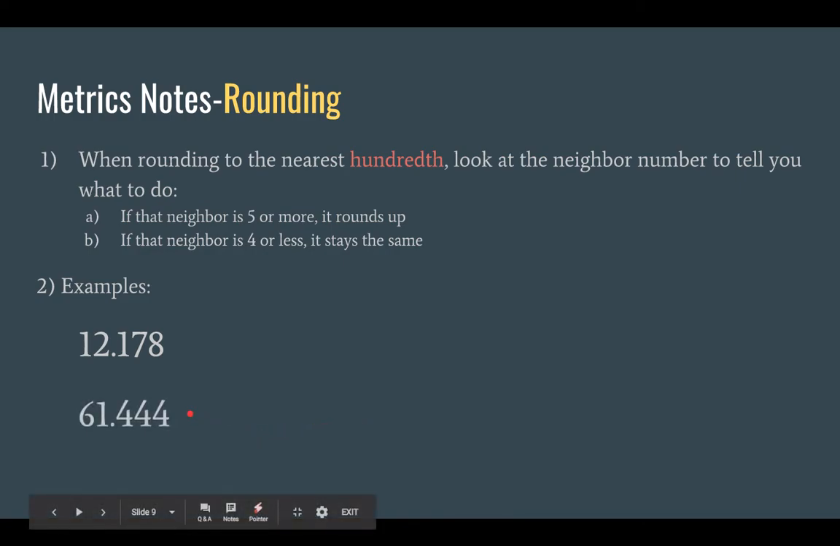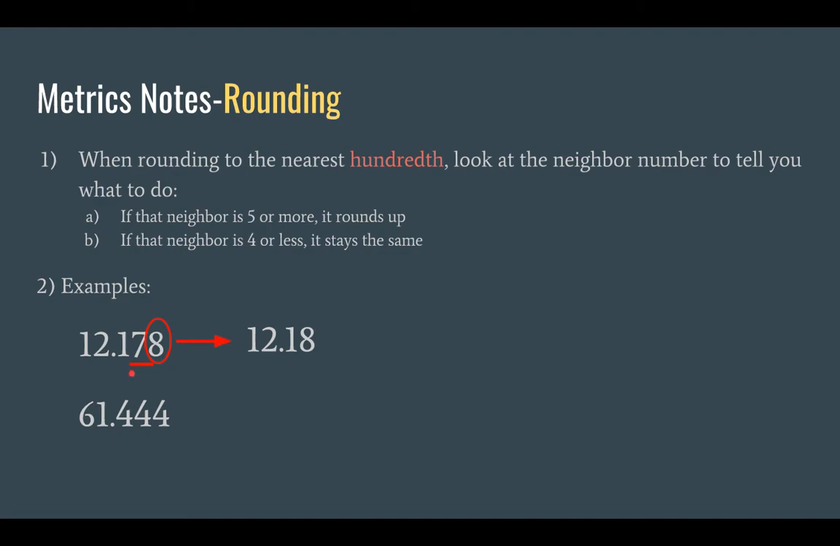So we're looking at the same numbers, but this time we're looking at the 100th spot, and that is that second place after the decimal right here. So if we're looking at the 7 round to the 100th, we're going to look at its neighbor, 8. Okay, rounding to the 100th, look at its neighbor. The neighbor is bigger than 5, so it's going to make the 7 round up. So our final answer will be 12.18.